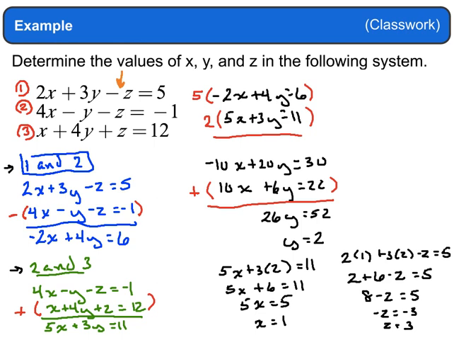That makes our final answer, in the order, look like this. X is 1, so 1 comma y is 2, and z is 3. This one ends up being 1, 2, and then 3 in that order, and it follows the alphabetical order, or the order of the equation: x, y, and z.